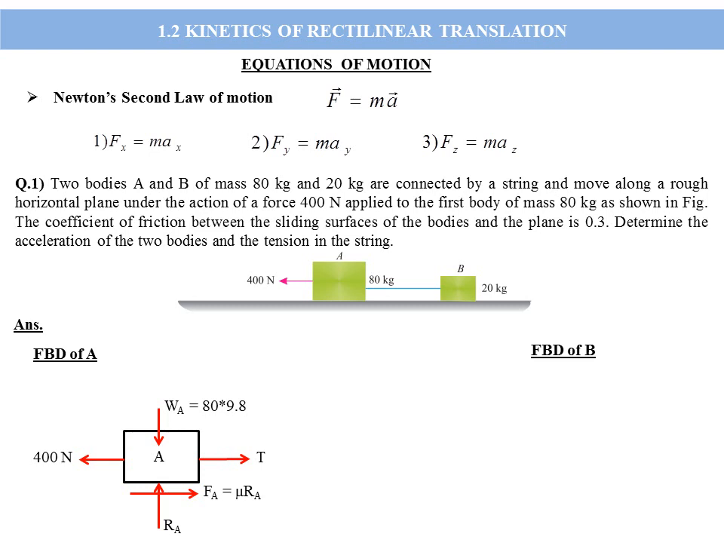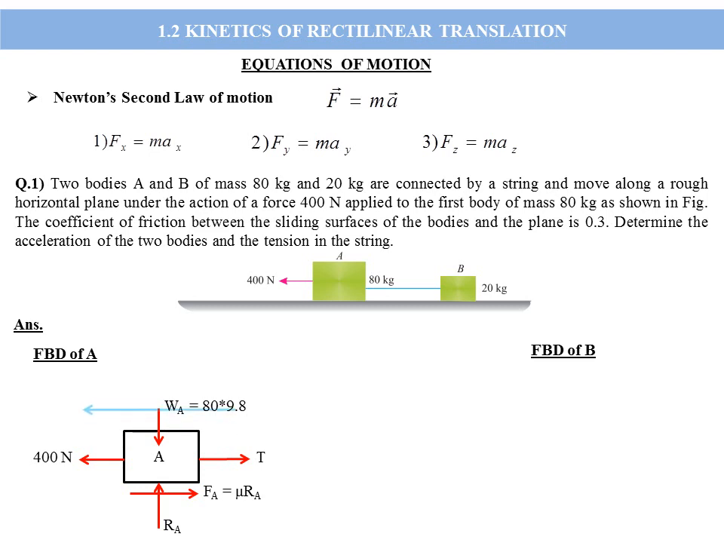Now you have to remember one thing: the body is not in equilibrium. As I told in video lecture 1, we are studying dynamics. The body is in motion, it is not at rest. The body is moving in the 400 Newton direction, but the frictional force will be there. This friction is actually not static friction, it is kinetic friction, but you can use the same equation mu RA.